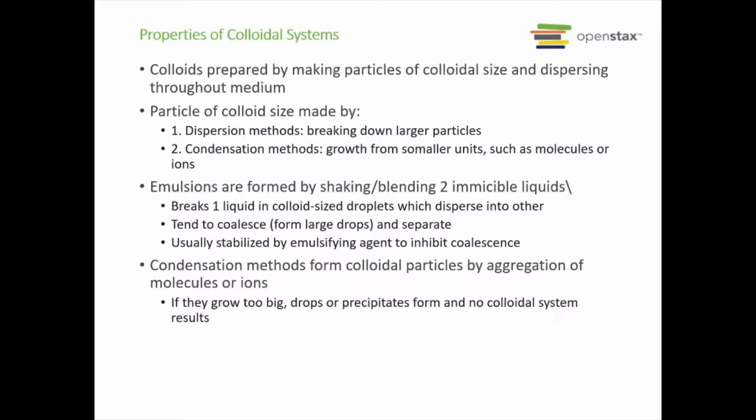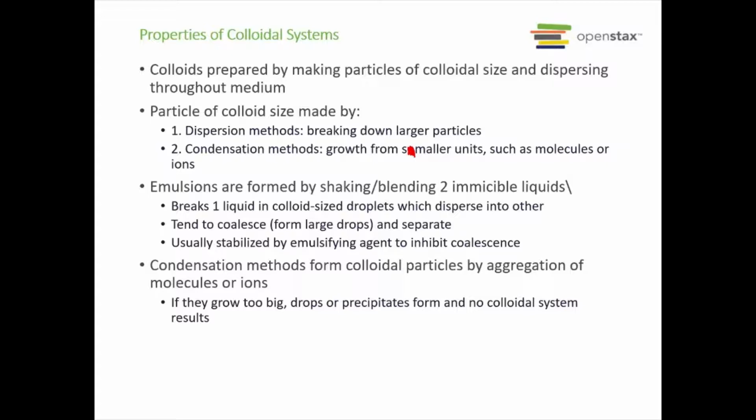Colloids are prepared by making particles of colloidal size and dispersing them throughout your medium. You can make them of colloid size by dispersion methods, where you break down bigger particles into smaller ones, or by condensation methods, where they grow from smaller units, such as molecules or ions. I used to study cloud condensation nuclei. Cloud droplets are made by a seed of some type of particulate matter that water condenses on, and it keeps getting water until it's able to grow into a droplet.